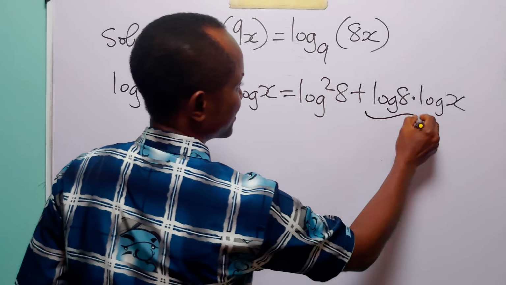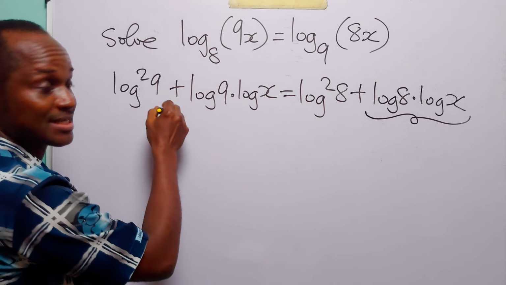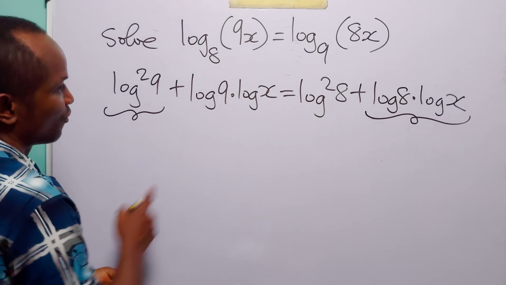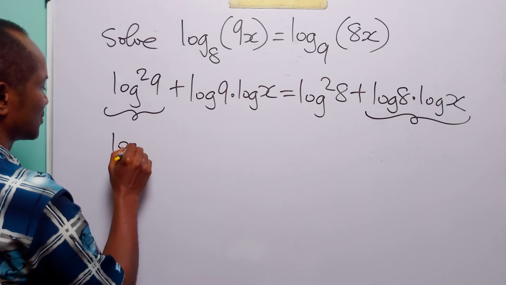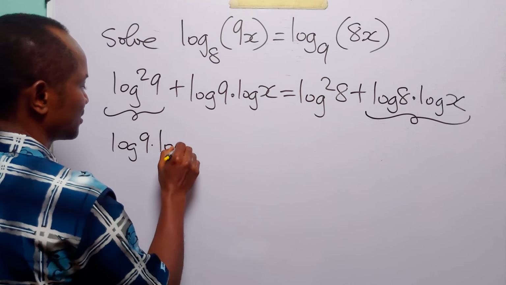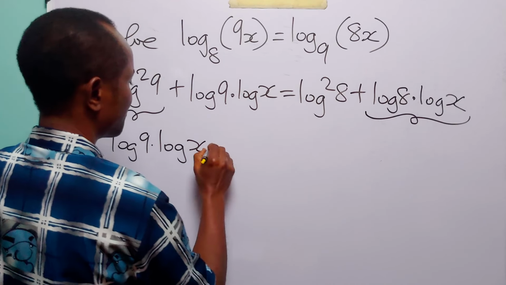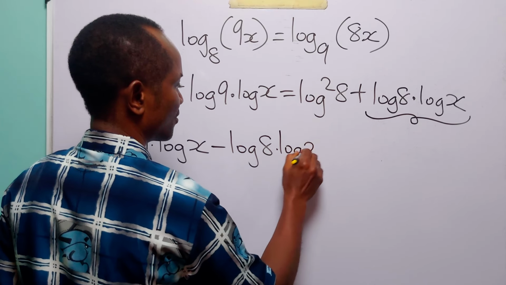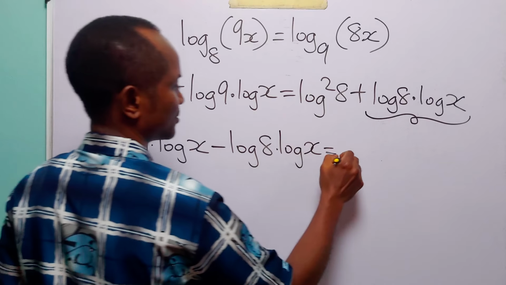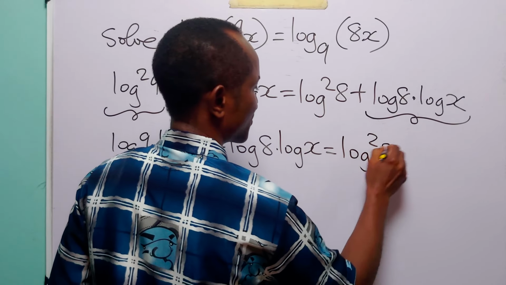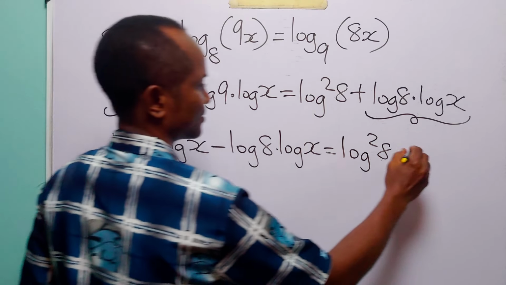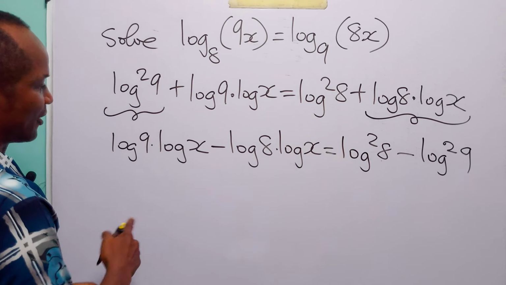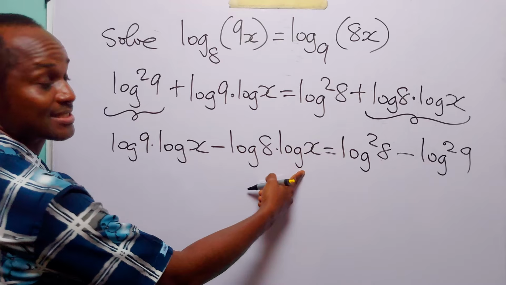Now let us move this term over to the left-hand side and move this constant term over to the right-hand side. When we do that, we have log 9 times log x minus log 8 times log x is equal to log squared 8 minus log squared 9. And of course, now you can see that we have log x and log x.